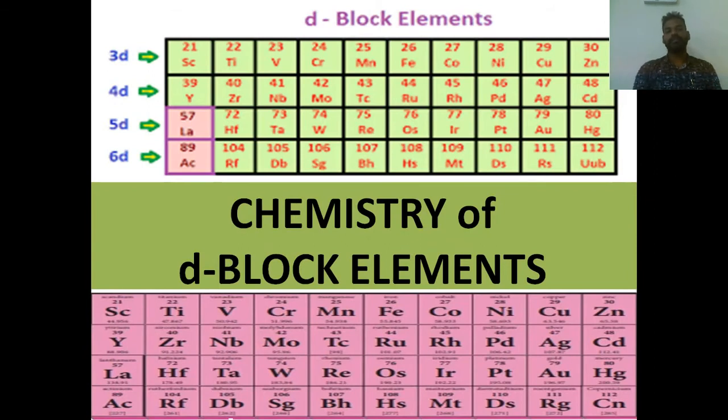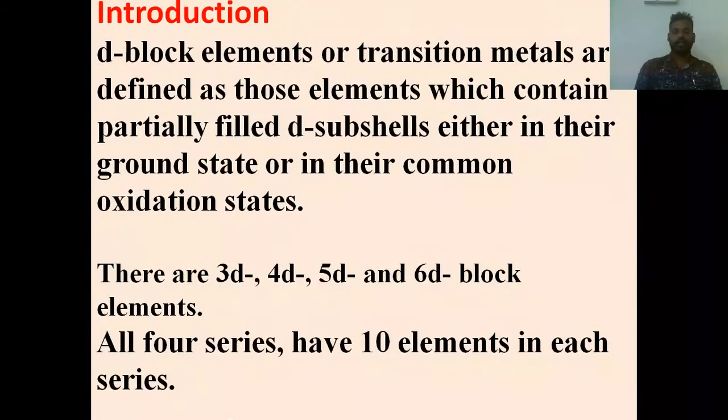And here 3d, 4d, 5d and 6d, they are the 4 series of d block elements. In the d block elements we have scandium, titanium, vanadium as examples. Now the introduction to the d block elements or transition elements. It is defined as those elements which contain partially filled d subshell either in ground state or in the oxidation state. That means they must have partially filled d subshell.